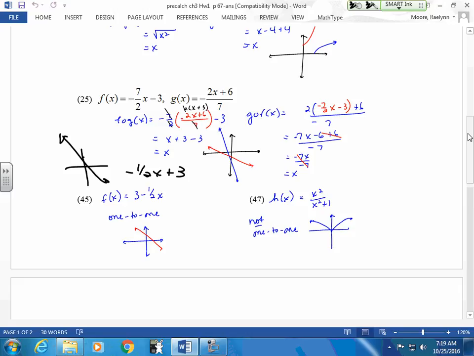This one, even though it doesn't have a restriction in the denominator, this breaks this off, and this does not pass a horizontal line test. And again, put them in your calculator. Do a visual on those guys.